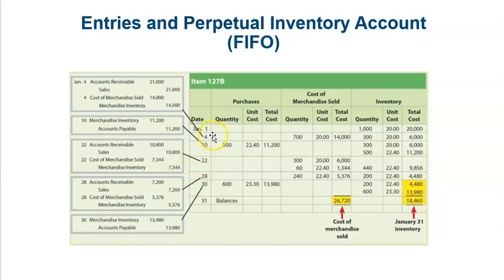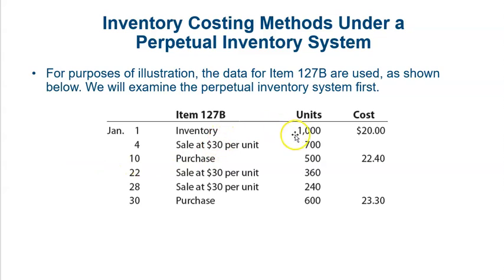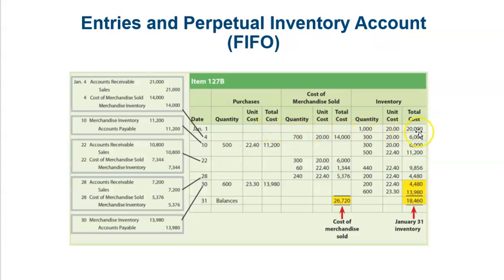So the first thing that we were told is that we had a beginning balance of 1,000 units at a unit cost of $20, which equals $20,000. So we got that from right here. We had 1,000 units with a unit cost of 20, and so when we multiply across, we find out that we have 20,000. Okay, so that's line number 1.